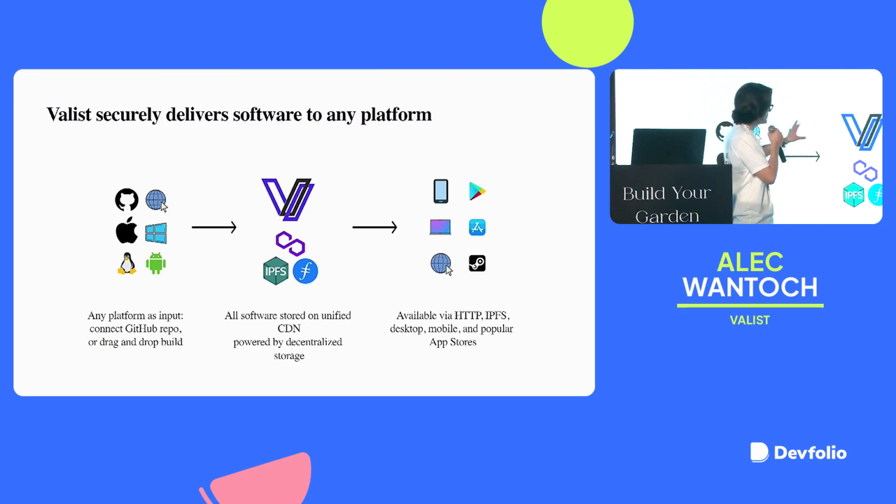Once it's all deployed there, we make it available on regular HTTP. So you get an IPFS gateway URL out of the box, as well as a Web2 subdomain for free out of the box. And then it's of course available on IPFS and our desktop and mobile clients as well. We're rolling out the ability to also publish to the existing app stores so that you can get the best of both worlds. And then to avoid the 30% fees, you could direct them to the Valist desktop launcher and mobile launcher.